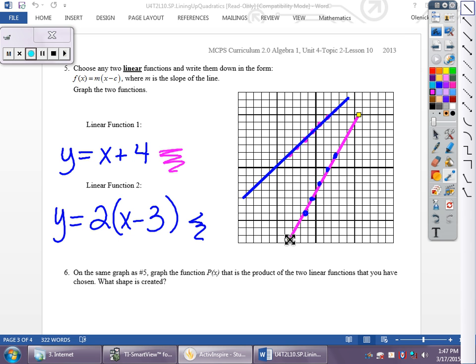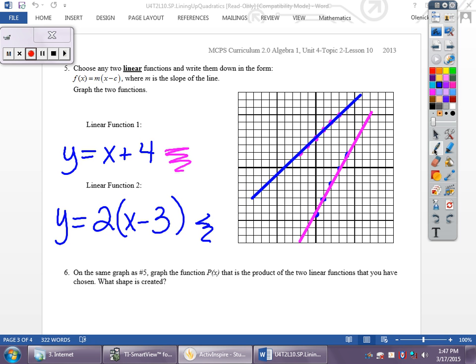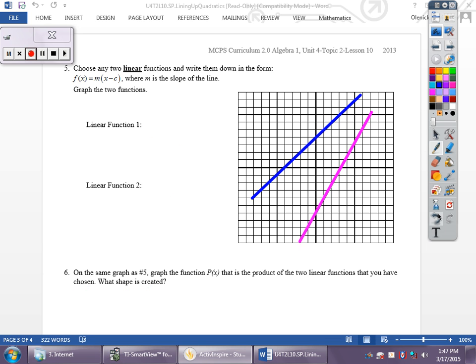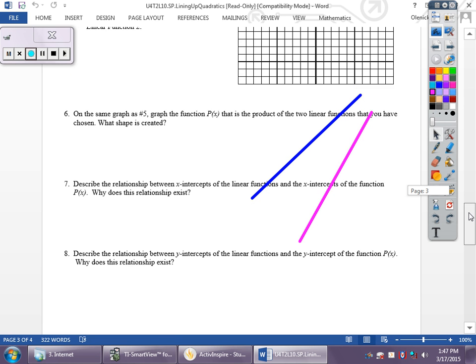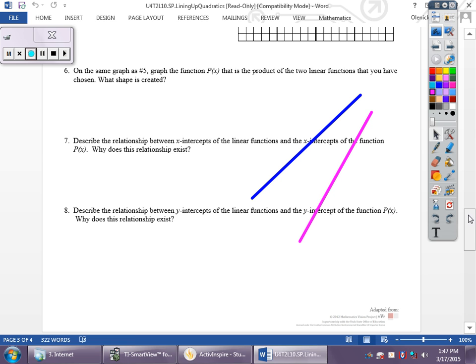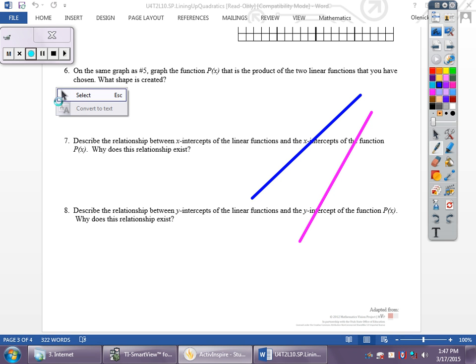All right. Now they'd like us to find, in problem number 6, the product of my two linear equations. Product, remember, it means multiply. So 2 times x minus 3 times x plus 4. Okay, I need to clear some of my annotations, and scroll the board so we can have a little bit more work. Okay, so I had 2 times x minus 3 times x plus 4.